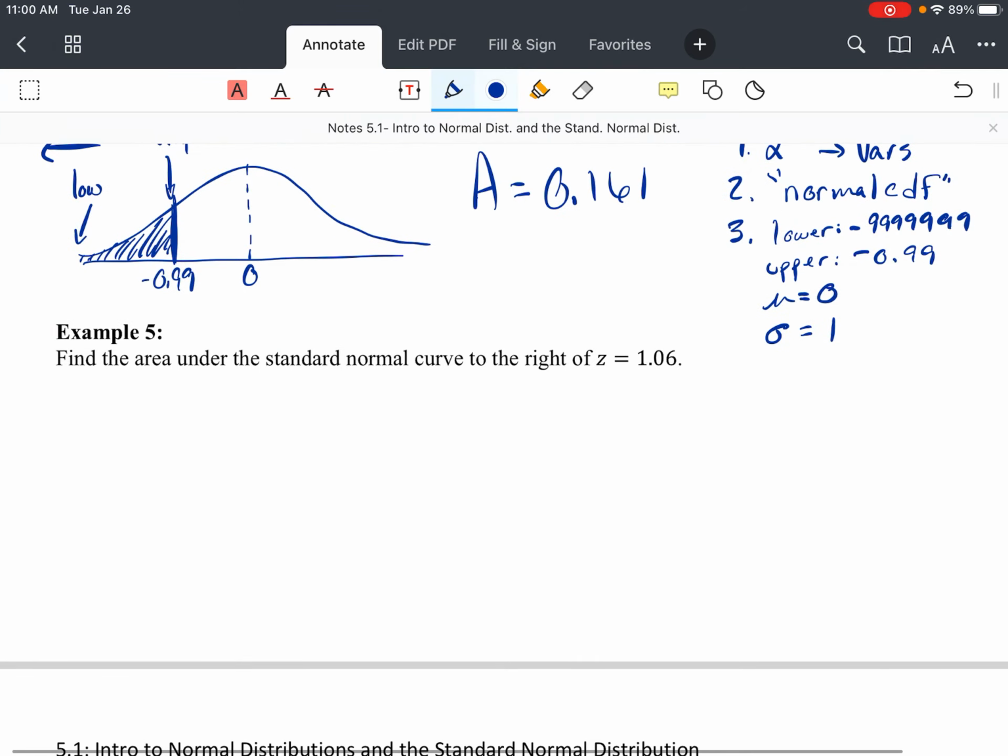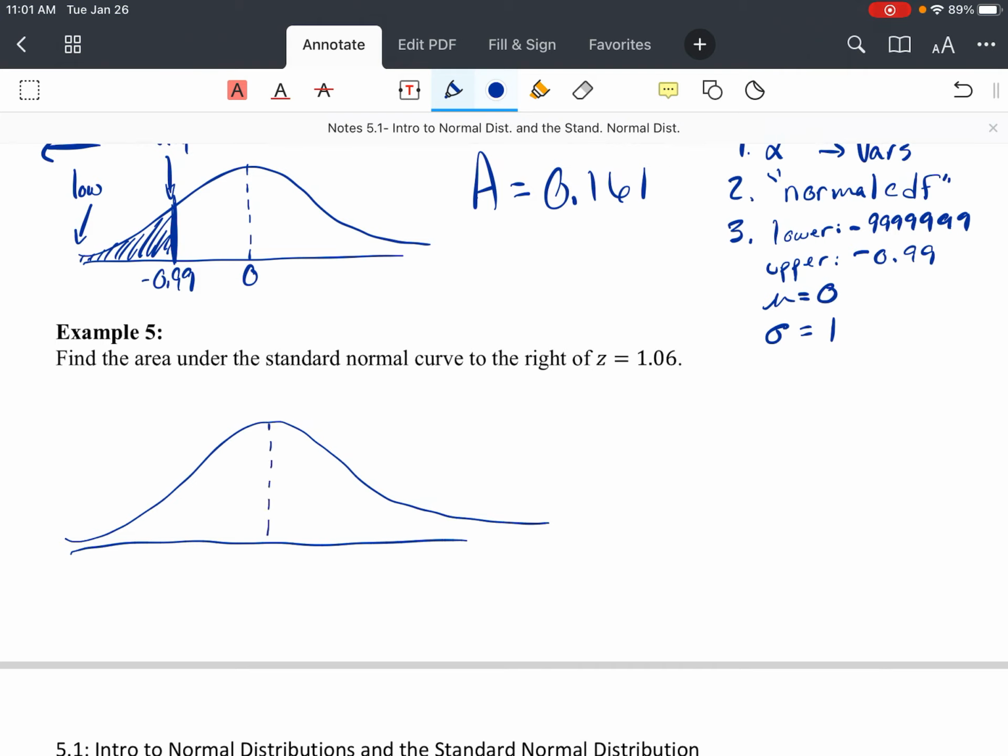And again, drawing this out is the best way to kind of visualize what's going on. All right, so now it says find the area under the normal curve to the right of 1.06. Okay, so if I'm finding the area under the curve to the right of 1.06, so here's 0, here's 1.06, we're looking for this area back here.